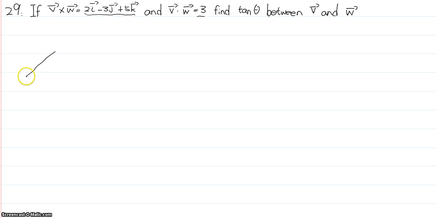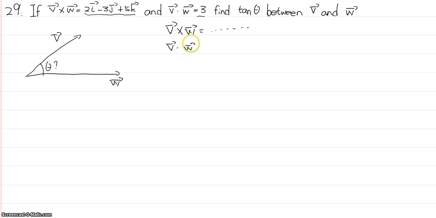So when we know here that you have a v and you have a w, and here's a theta. You know their dot product, you know their cross product, and it's asking you what theta is. Well, your first reaction will be, since this is the cross product and this is the dot product, let's just write the whole thing out.